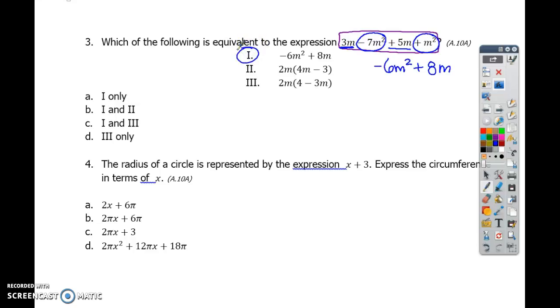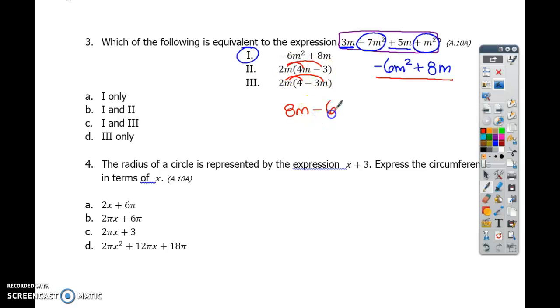Okay? But we can't just say that it's 1 only because I don't know. I need to distribute 2 and 3 to see if one of those gives me the same thing that I just got. So Roman numeral 2, if I distribute the 2m to the 4m, what does that give you? 8m. If I distribute the 2m to the negative 3, what does that give you?